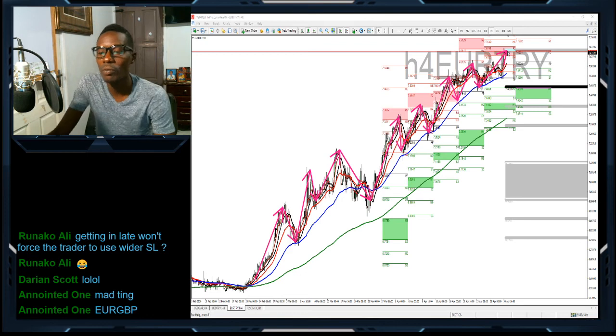Euro pound, definitely, I'll look into that one. Yeah, so it's basic price action. Breakdown, not even so far, but anyway, down.